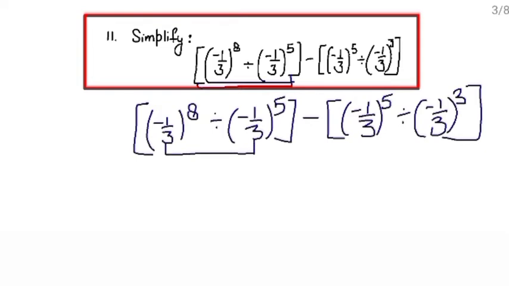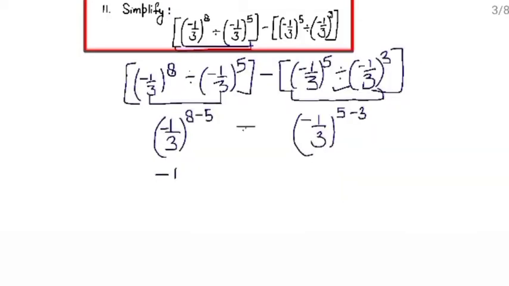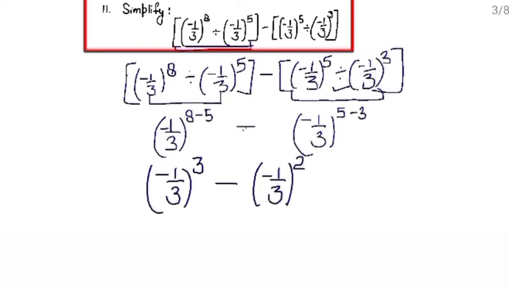Clear? Now the bases are same, so write the base once. We are dividing them, so powers will be subtracted. Subtract them: 8 minus 5, minus, now solve this bracket. Bases are same, minus 1 upon 3. Students, this is minus 1 upon 3. Now we are dividing them, so powers will be subtracted: 5 minus 3. Now this becomes minus 1 upon 3 raised to the power 8 minus 5 is 3, minus 1 upon 3 raised to the power 5 minus 3 is 2.